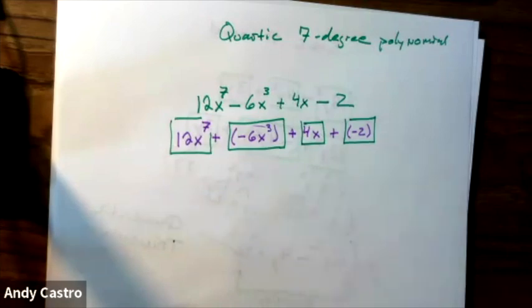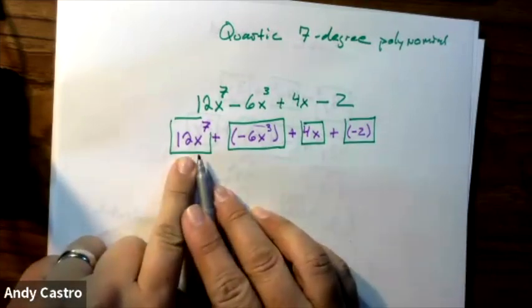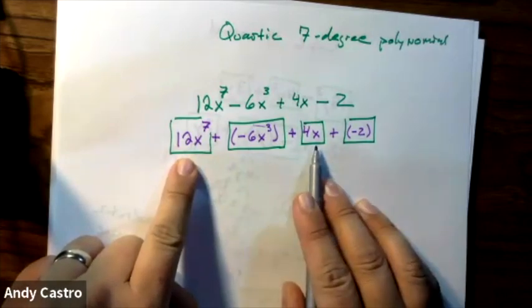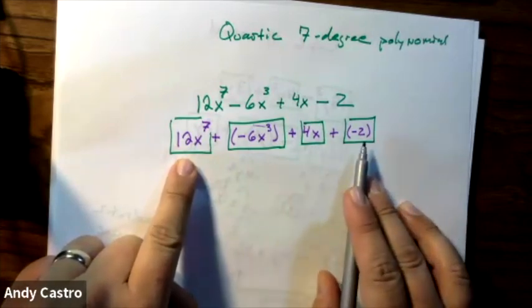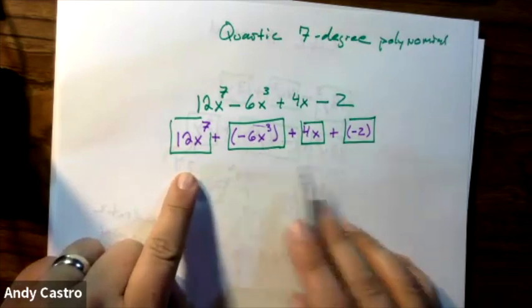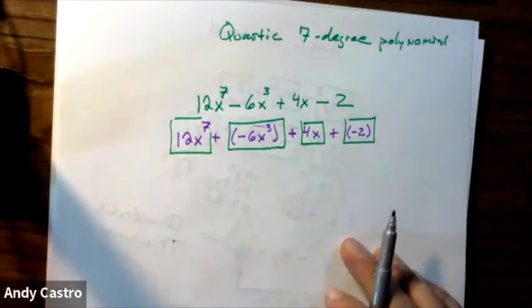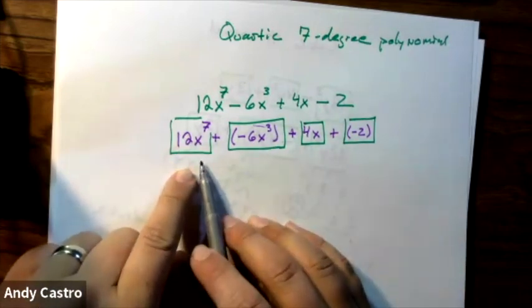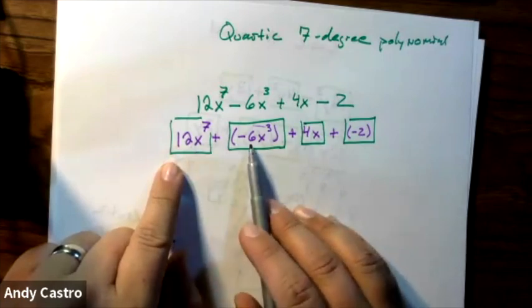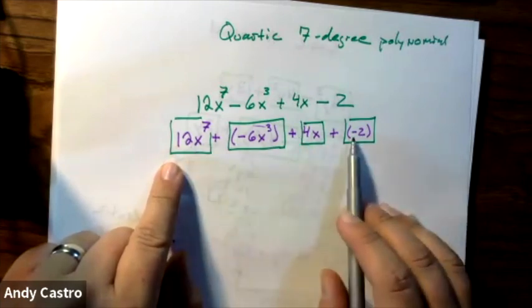And now I want to see what they have in common. All right, you'll notice that I only have x's on the first 3 terms, not on the last one. So I can't pull an x out of each term. You'll notice that I've got a 12, a negative 6, a 4, and a negative 2.